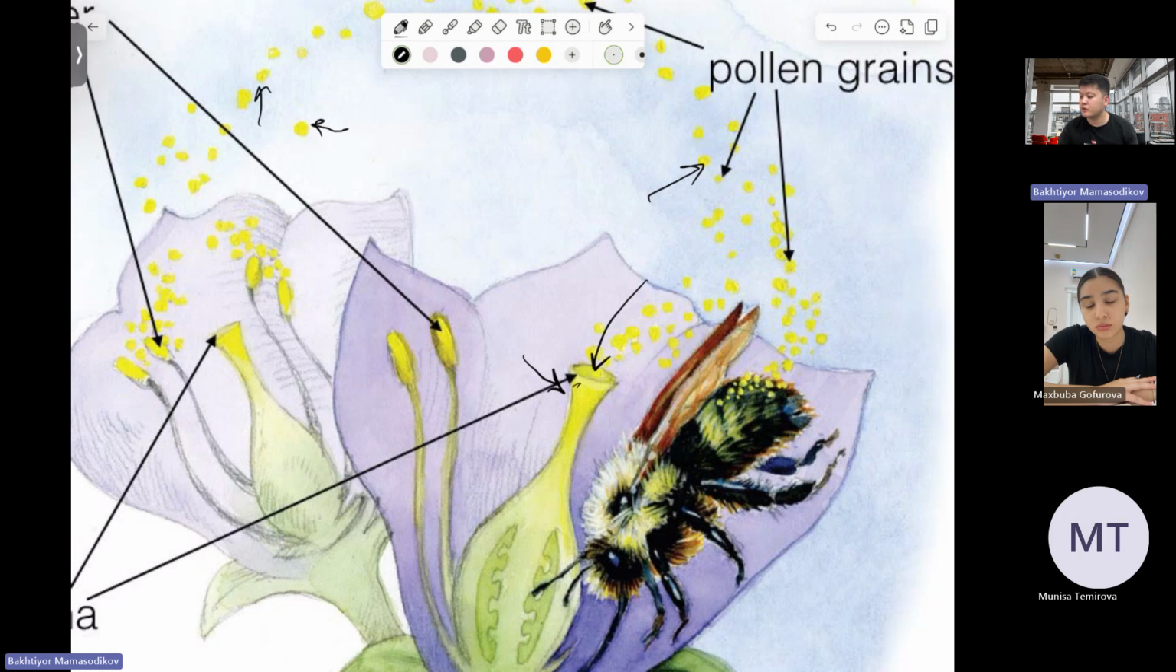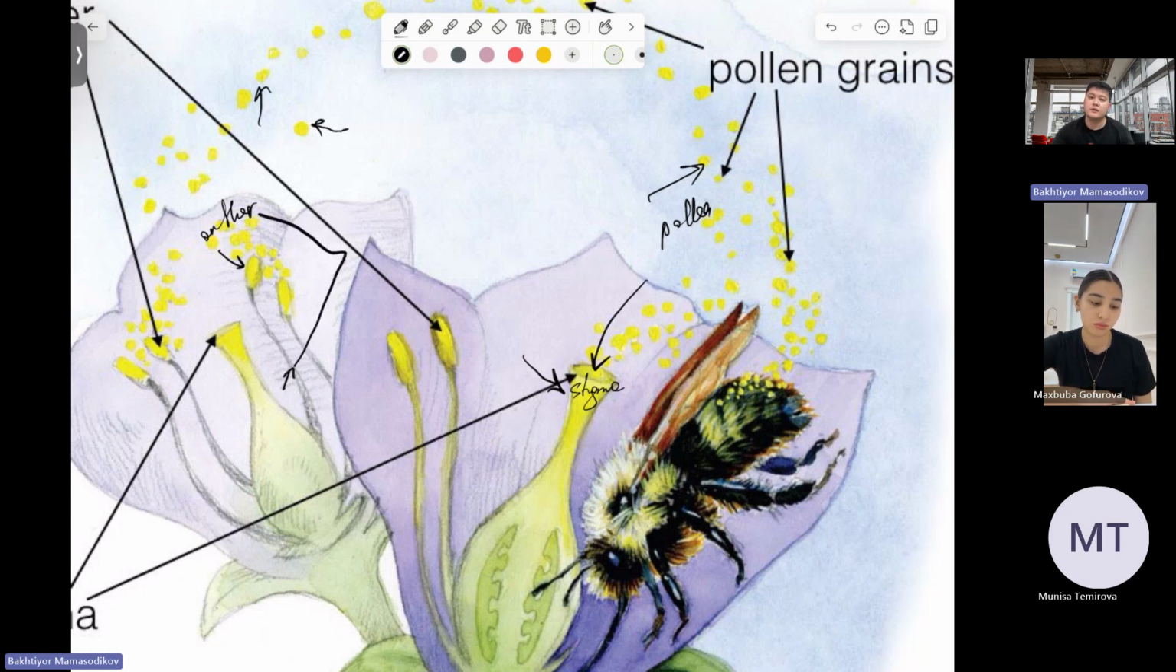This portion is called what? This portion is the stigma. This is what? This is pollen, and this portion is called the anther. Okay, this portion is called the filament. Anther and filament together, they're called what? Stamen. Yes, they're called stamen. Good. So the pollen is going to come to the stigma.